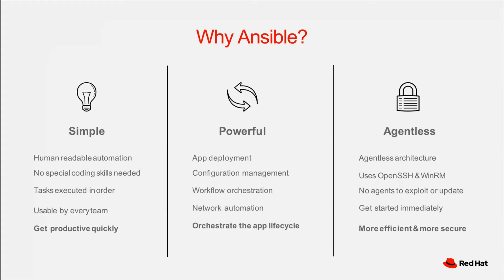When we think about the power of Ansible and the Ansible Automation Platform, we can really orchestrate the entire app lifecycle or infrastructure lifecycle. And so we can use the power of Ansible, which can really just address anything that's on the network. Here are a few examples: app deployment, configuration management, workflow orchestration, and of course the topic for today, network automation. And there are a lot of benefits to the power of Ansible and being able to do this automatically. And then the third point is agentless.